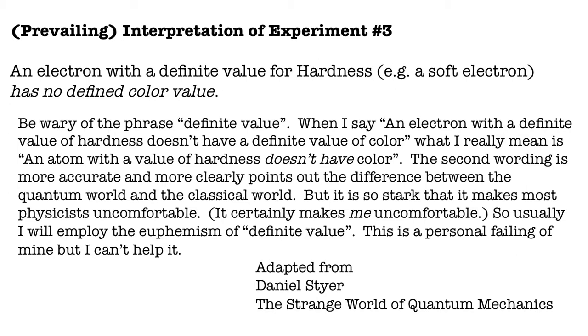In classical mechanics, in your everyday life, every object has a value for every one of its properties at any given time. You might not know the value, but you could find it out in principle. And even though you don't know it, that does not imply that it doesn't exist. Here we're saying a definite value of hardness implies that there is no value, even in principle, for color. So when I say the wheels come off of the classical bus, this is kind of what I mean. And we have to deal with this apparent reality of nature.